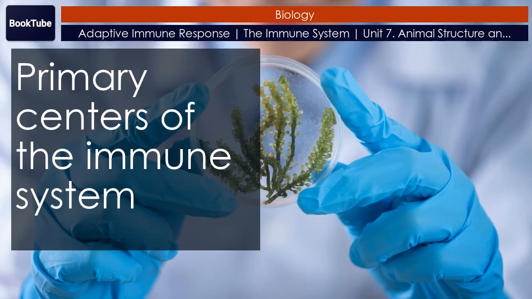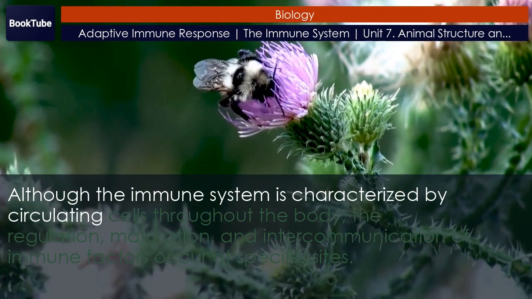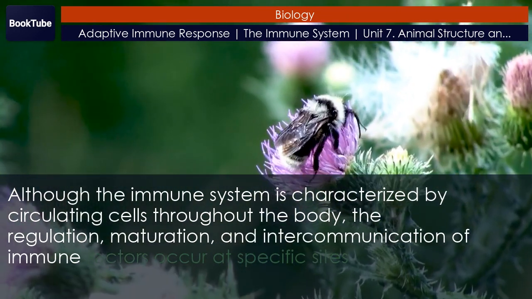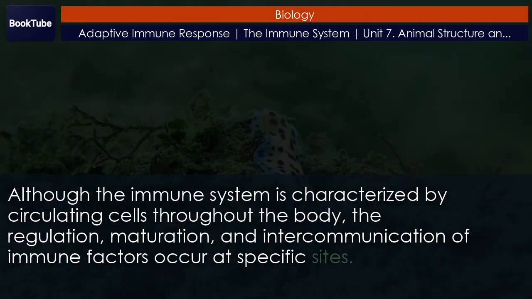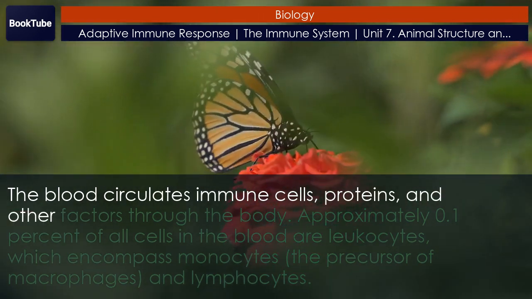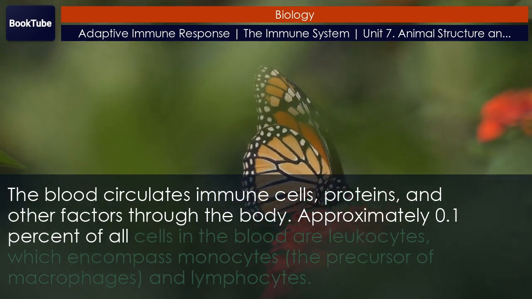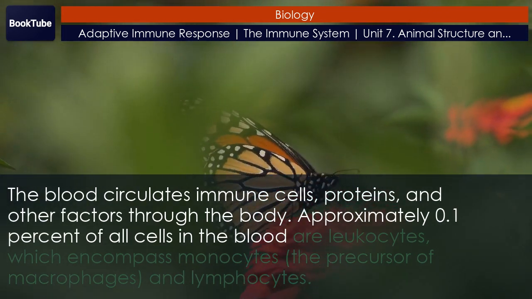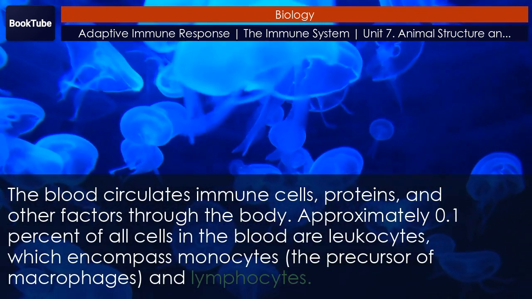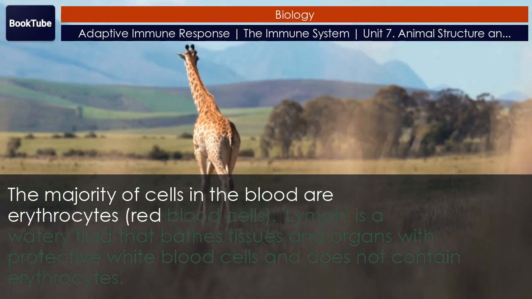Primary centers of the immune system. Although the immune system is characterized by circulating cells throughout the body, the regulation, maturation, and intercommunication of immune factors occur at specific sites. The blood circulates immune cells, proteins, and other factors through the body. Approximately 0.1% of all cells in the blood are leukocytes, which encompass monocytes, the precursor of macrophages, and lymphocytes. The majority of cells in the blood are erythrocytes, red blood cells.